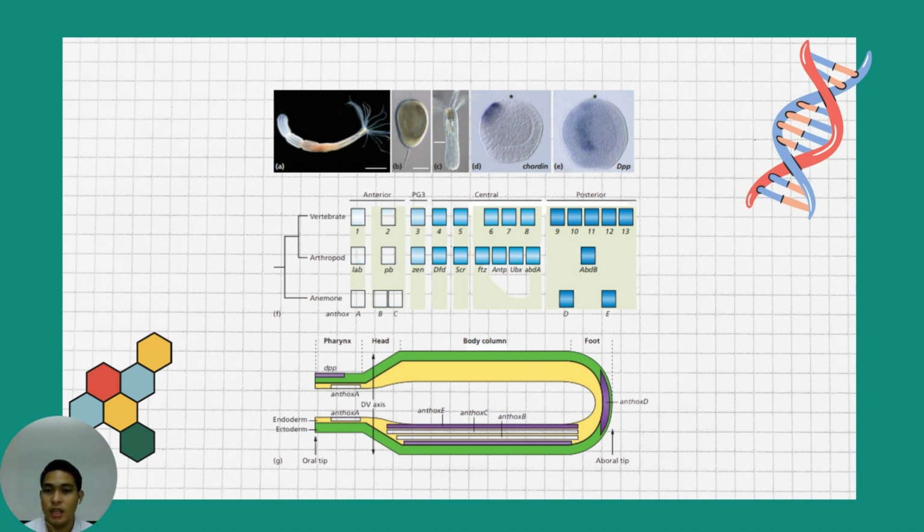In D and E, we have in the planula, chordin and decapentaplegic expressed on the same side of the body. The asterisk marks the blastopore, and in figure F we have the comparison of Nematostella hox genes with those of vertebrates and Drosophila. And in figure G, we have the expression of hox genes in the primary polyp.